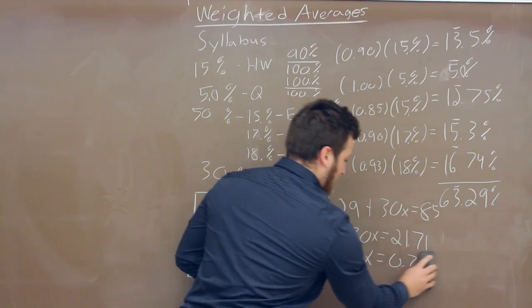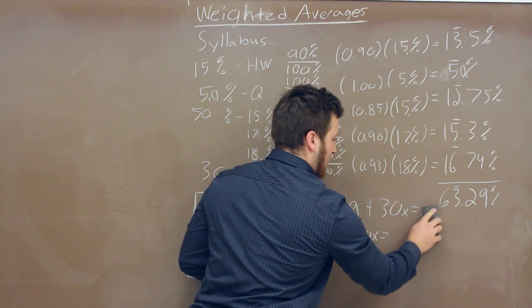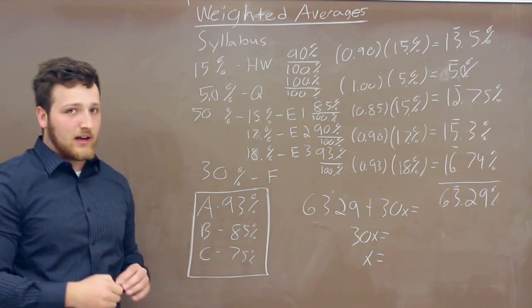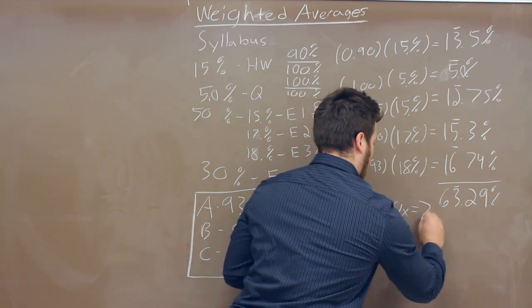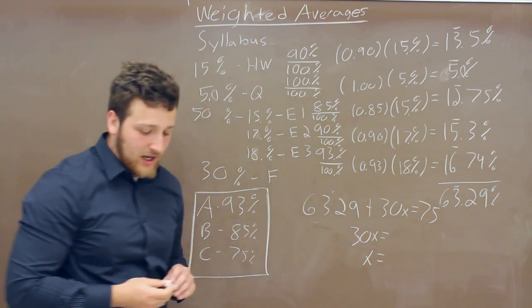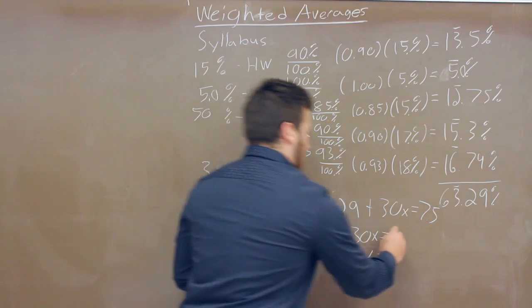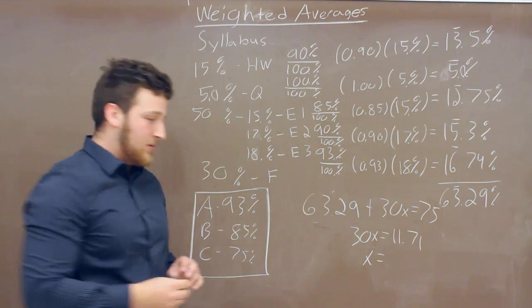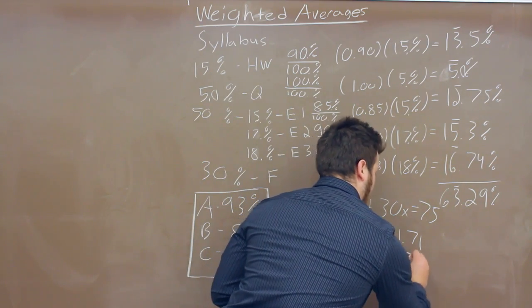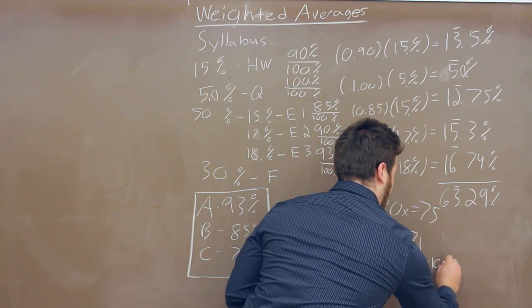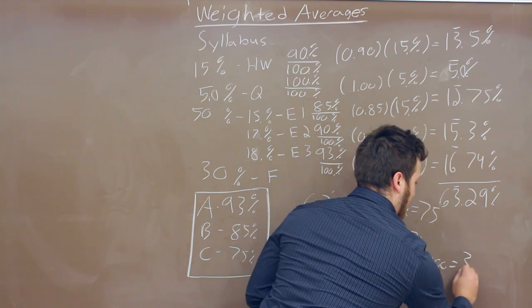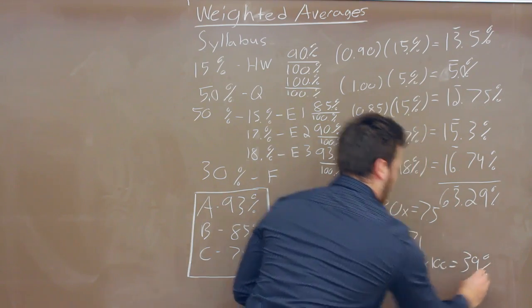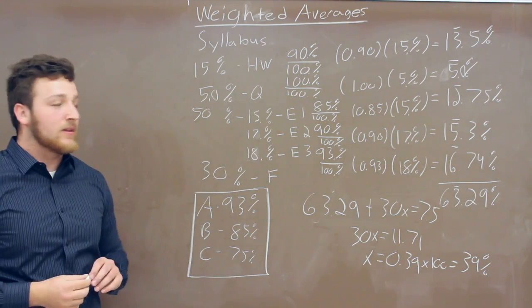And for the last scenario, the student to receive a 75, or in this case a C, we'll subtract the 63.29, that is 11.71, divide by 30, and we see the student only needs 0.39 times 100, a 39% on the final to receive a 75 in the class.